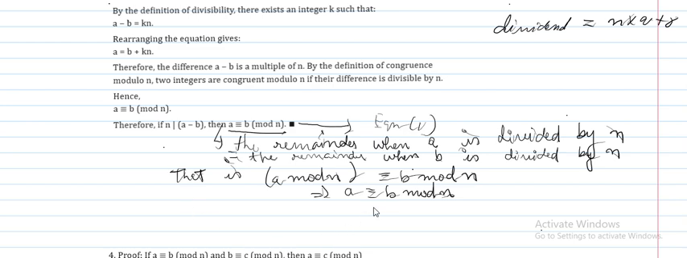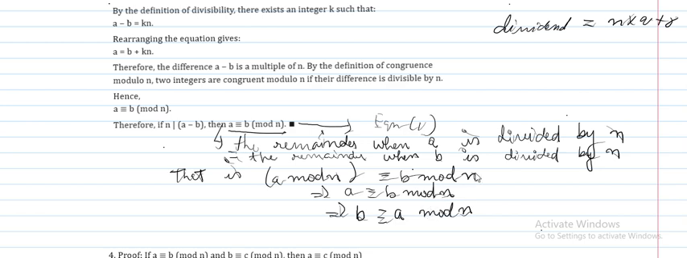And for property 3, this a is congruent to b mod n, we can write this, right? We can also write this, b is congruent to a mod n. So there's no difference. Okay, so these are the proofs for properties 1, 2 and 3. Now this is for property 3 and this is for property 2.